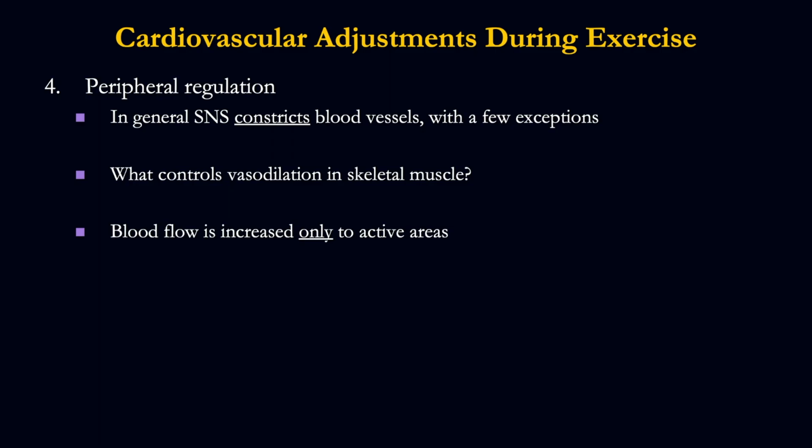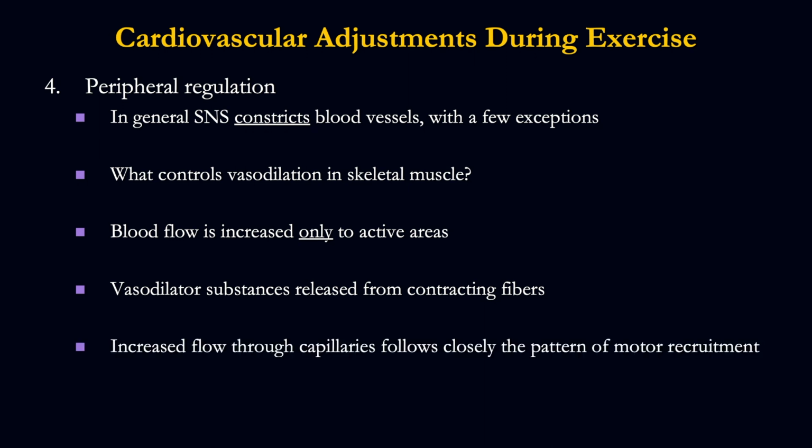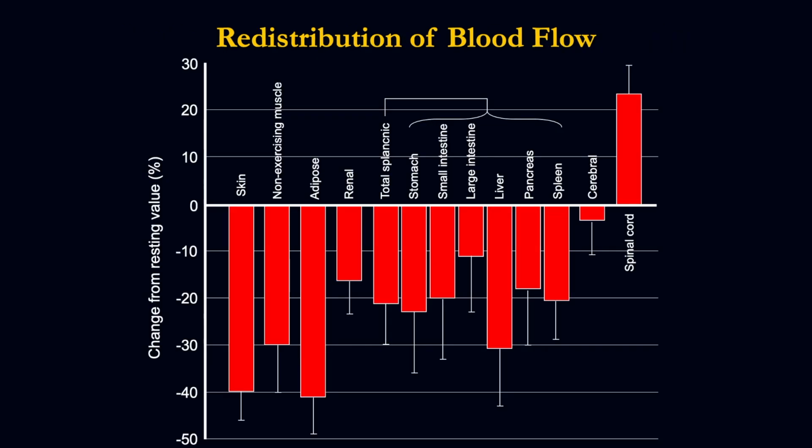How are we diverting blood to the skeletal muscle that's working and that has a very, very high demand for a blood supply? The answer is that we're only going to increase blood flow to active working areas. So there has to be something that allows vasodilation in the working muscle so that we can supply blood to that skeletal muscle. This increased blood flow through contracting muscle fibers is going to closely mimic the pattern of motor unit recruitment. Let's take a look at this redistribution of blood flow.